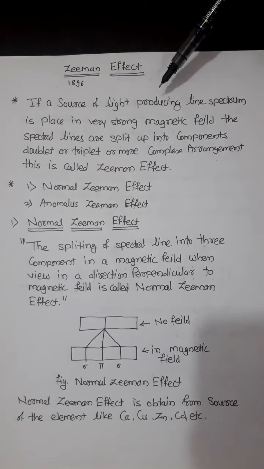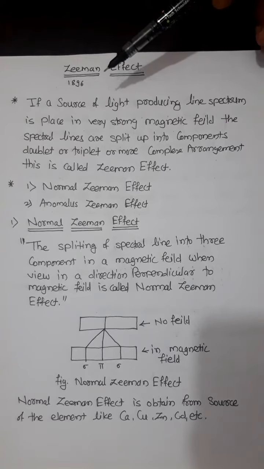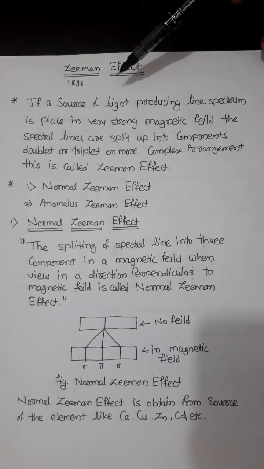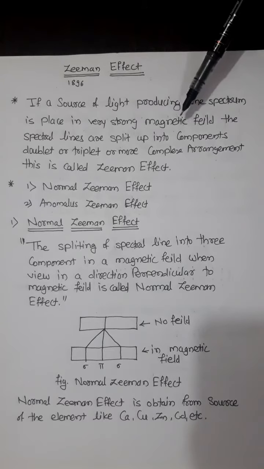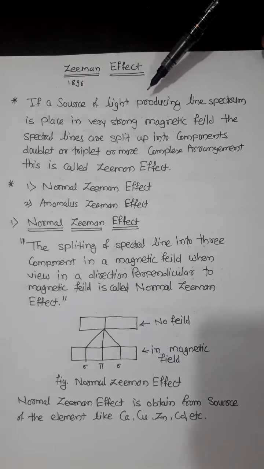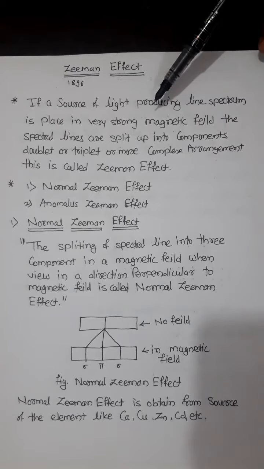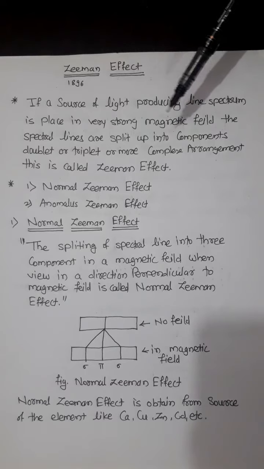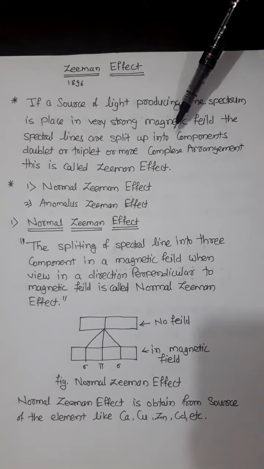if a source of light producing a line spectrum, which is a straight line, is placed in a very strong magnetic field, the line spectrum or spectral lines are split up into components, just like doublets or triplets or a more complex arrangement. This is called the Zeeman effect.